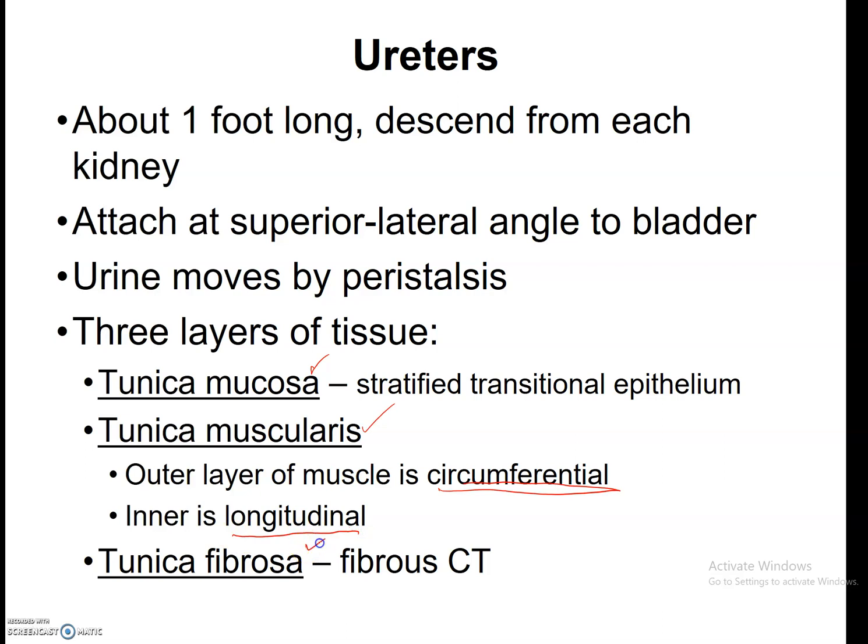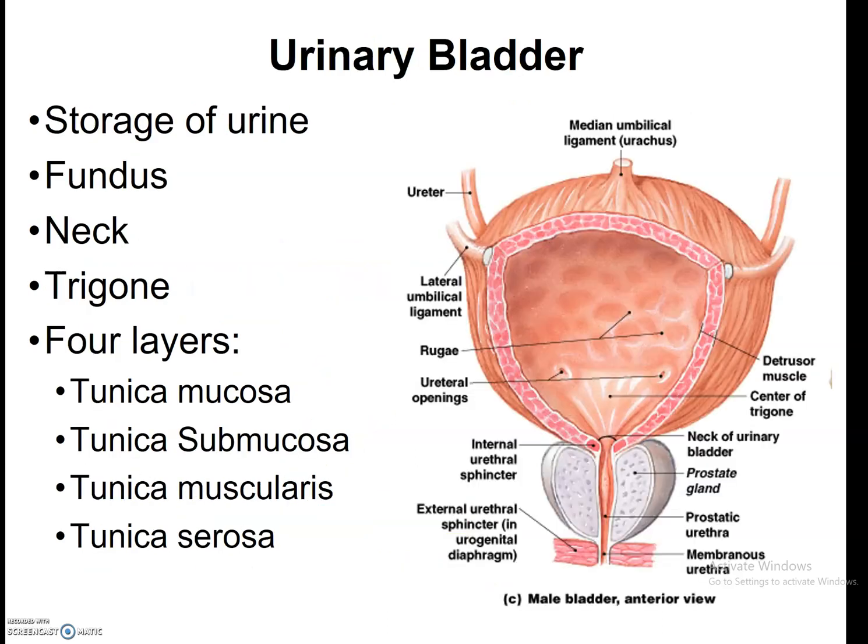And then we have the tunica fibrosa, which is lots and lots of connective tissue connecting the ureters to the posterior abdominal wall of the body. The urinary bladder itself is a big muscular pocket. It functions to store urine. It's made up of the fundus, the neck, and the trigone.